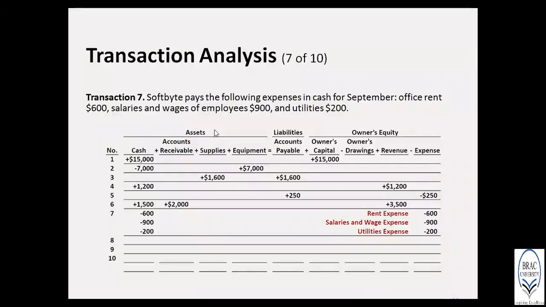In this next transaction, Softbyte pays the following expenses in cash for September: office rent $600, salary and wages of employees $900, and utilities $200. So the expense account of the company has increased by $1,700, which is stated over here. Because the company paid all by cash, the cash account of the company also decreased by $1,700.